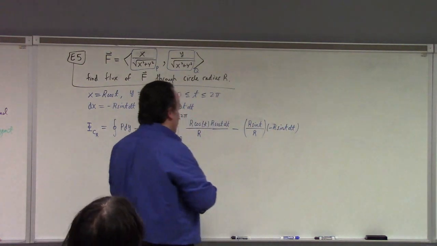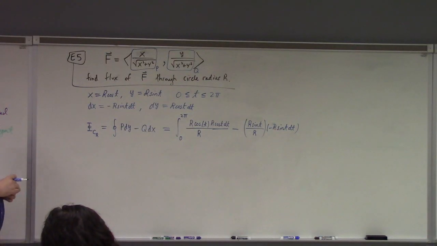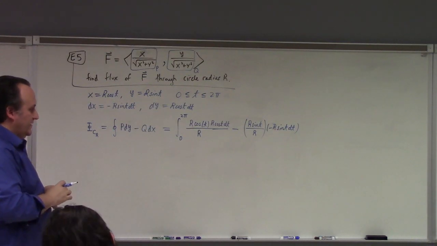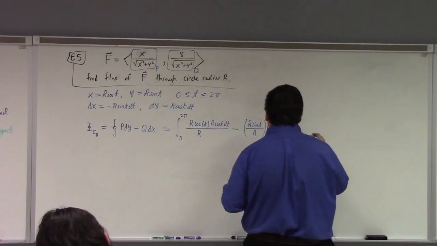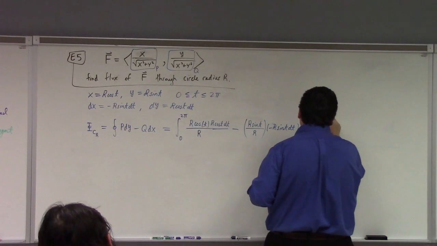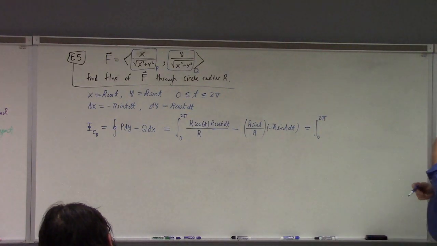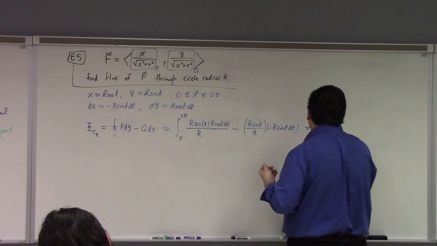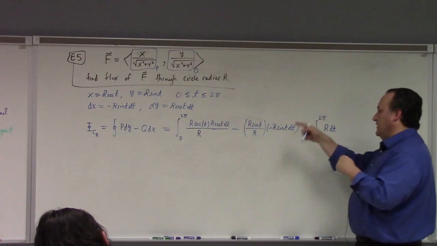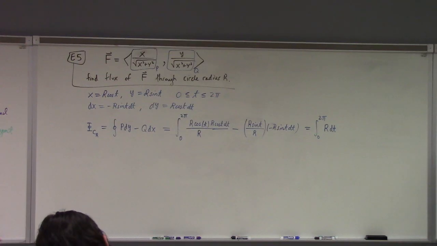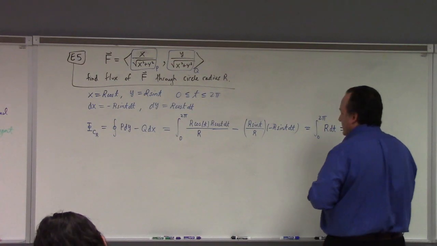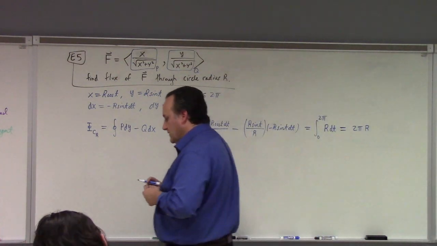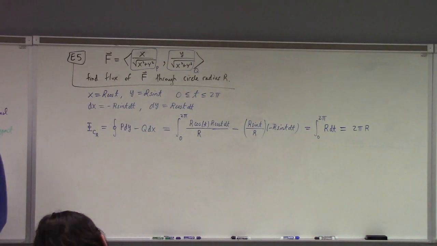Oh, look at that. I think we've got cosine squared plus sine squared, people. So this is actually just the integral from 0 to 2 pi of r dt. One of the r's cancels, but there's another r that remains. So what's the answer? 2 pi r. The flux is 2 pi r.